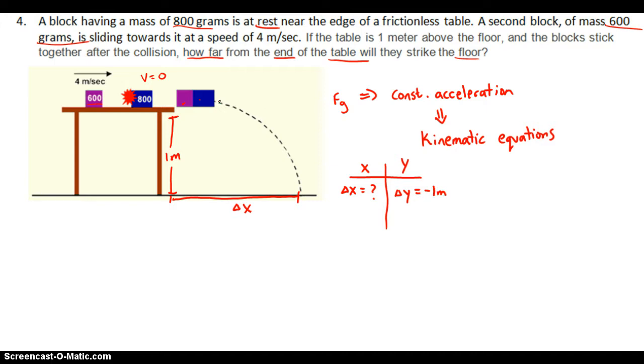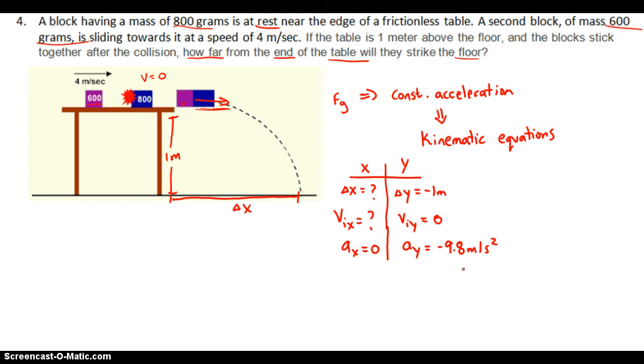What else do I have? Well, if it leaves the table going horizontally, the initial velocity in the y direction is 0. Its only velocity is just in the x direction initially. We don't know what that is right now. What other information do we have? We have the acceleration in the x direction. As soon as it leaves the table, its acceleration is 0, assuming there's no air resistance. And in the y direction, gravity accelerates this object down.